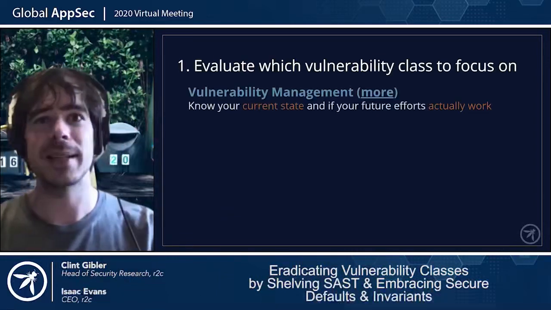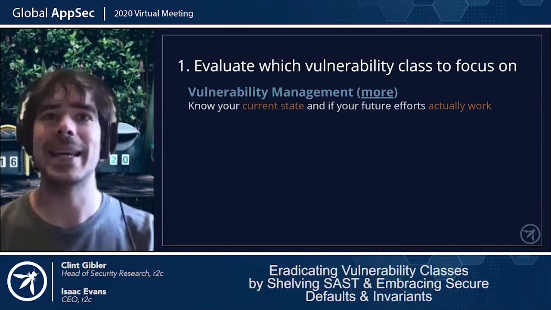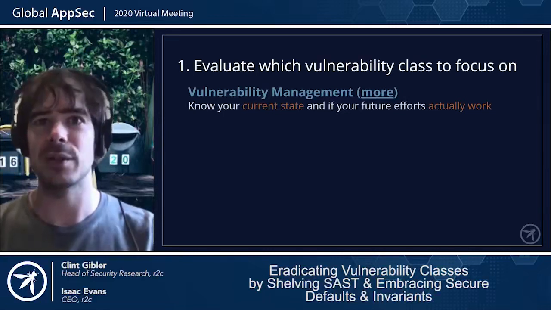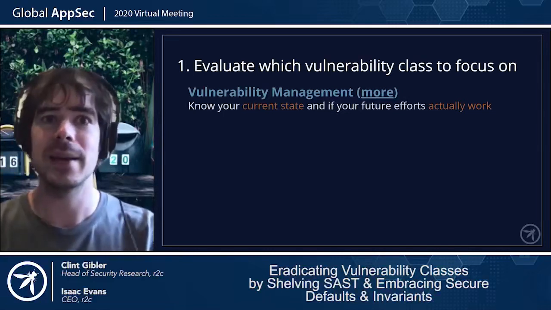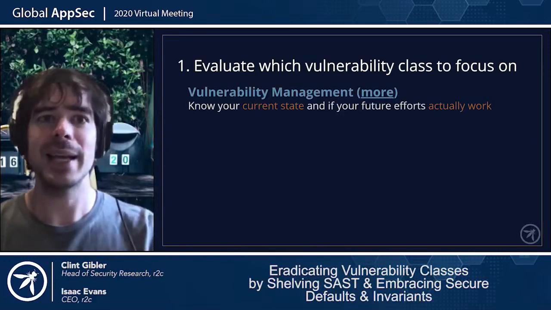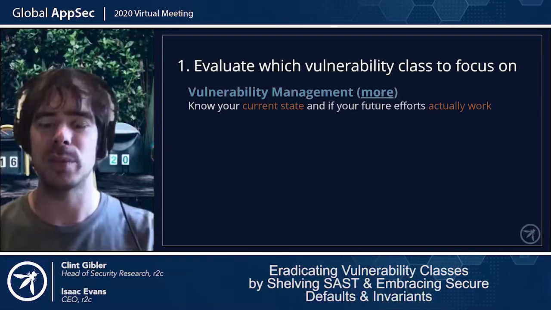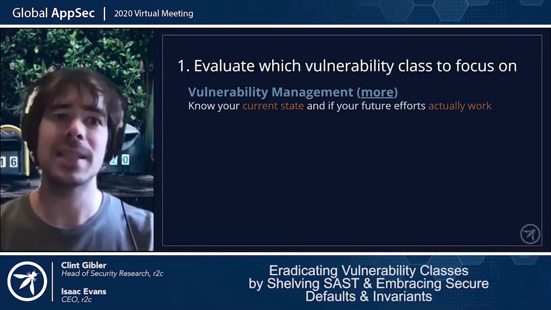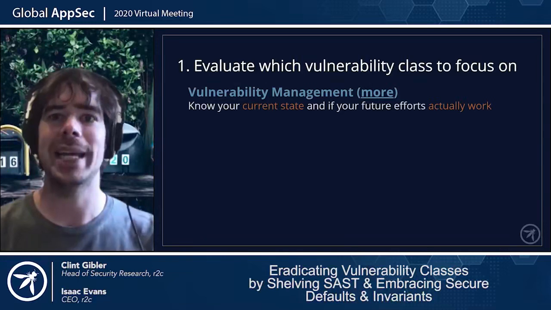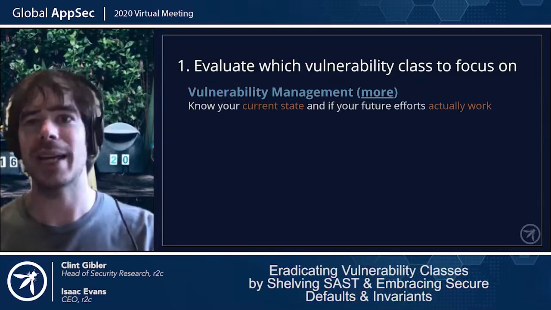So in order to do this process, we're going to need a nice data set of vulnerabilities that have happened in the past so that we can review them and look for trends. In order to do that, you need a strong vulnerability management program. So you need to know, OK, what are all the security issues we've had in the past and what do they look like? This allows you to know your current state, where are we now, as well as if your future efforts actually work, right?